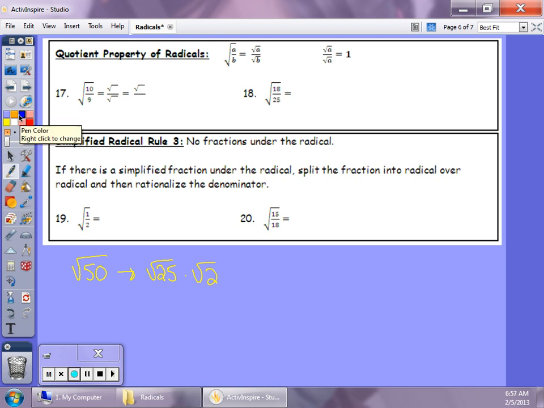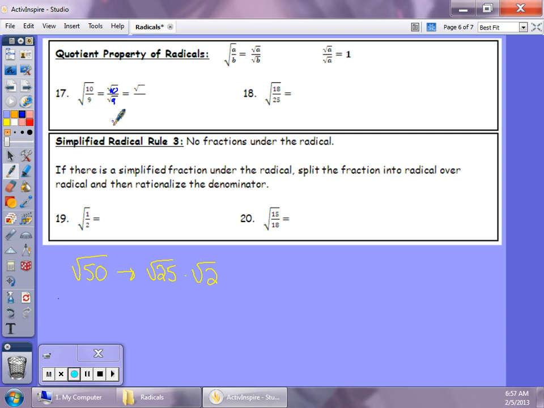So if you have 2 numbers underneath a radical sign as a fraction, you can go ahead and turn both the numerator and denominator into their own radical, and then from there we can simplify. So for example 17, we have root 10 over 9. So what this allows us to do using the quotient property is rename this as root 10 over root 9, and then it allows us to simplify like we learned on the last slide.